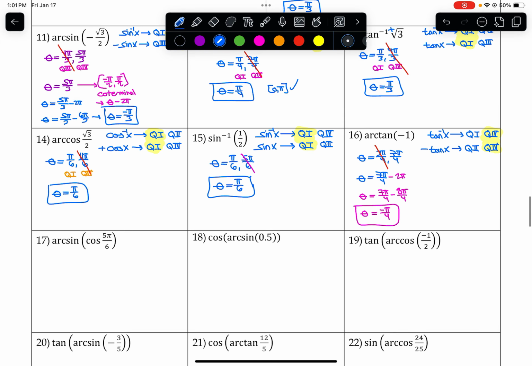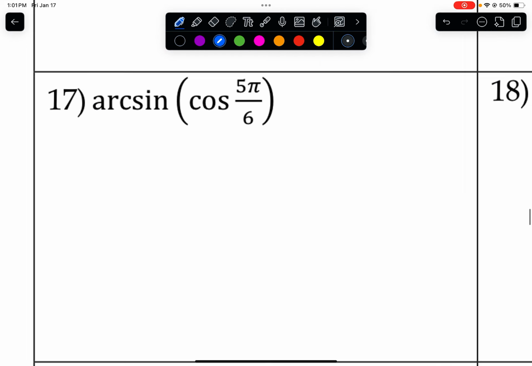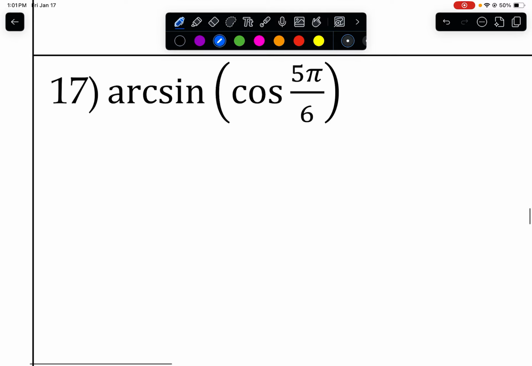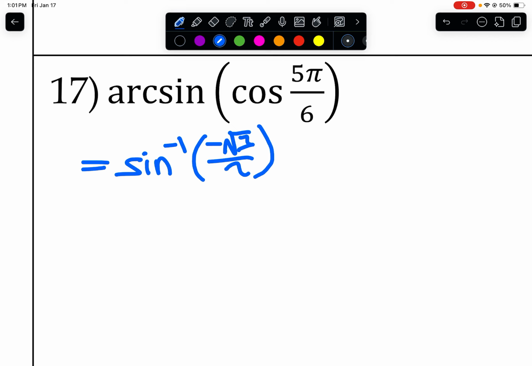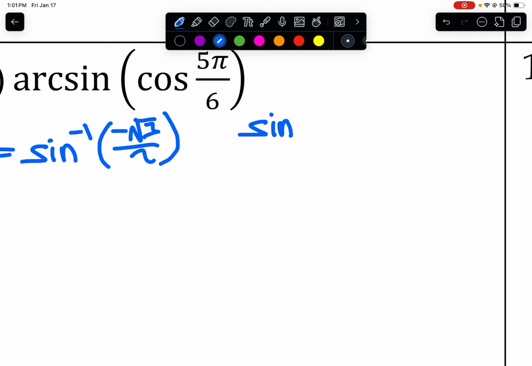Okay. All right, now we're going to have some fun ones. I actually like these. Now we want to find arc sine of cosine of 5 pi over 6. So you need to evaluate inside the parentheses first. I know it's written as arc sine, but I like to just write the inverse sine like this. That's just me. So cosine of 5 pi over 6 is going to be negative root 3 over 2. And then we're just doing the same thing that we were just doing. So we have inverse sine.